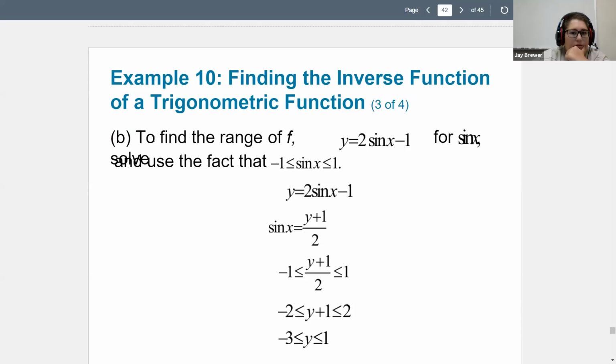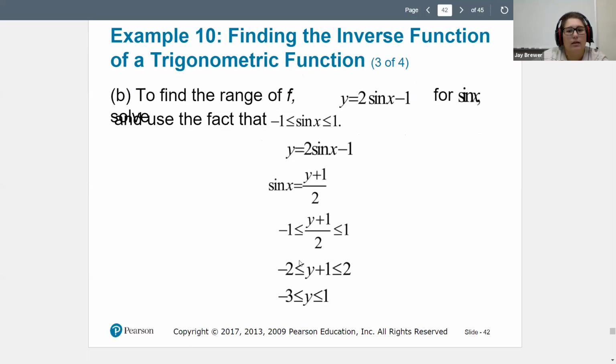All right. To find the range of f, use the fact that -1 is less than or equal to sine of x, which is less than or equal to 1. Okay, so then they go through and they solve. So their range is -3 to 1.